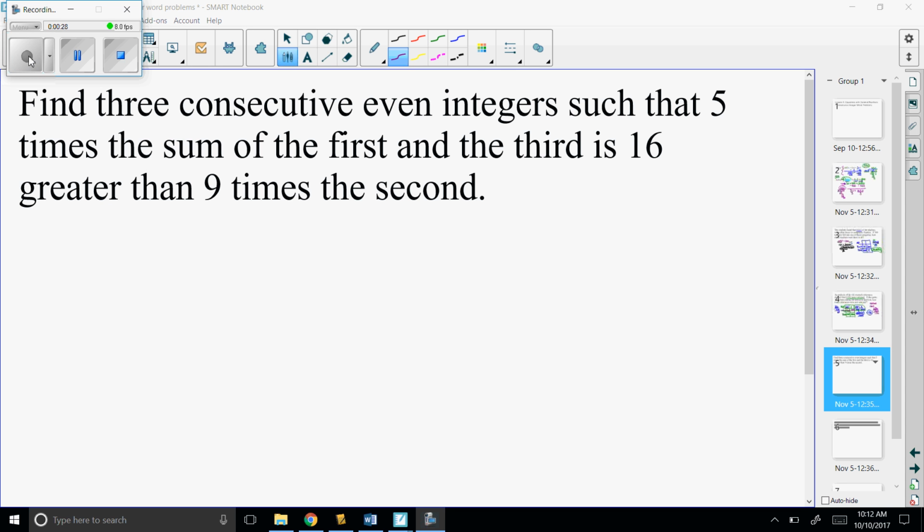I take 5 times the sum of the first and the third, and is that 16 greater than 9 times the second? And if it's not, then you've got to go, okay, are my numbers 4, 6, 8? My numbers could be -6, -4, -2. You have a lot of 3 consecutive even numbers to look for. Pick and choose and try to fit the criteria that's given to you in this problem.